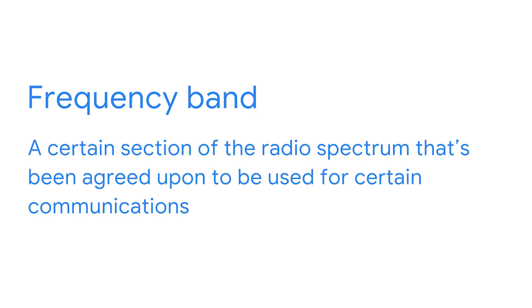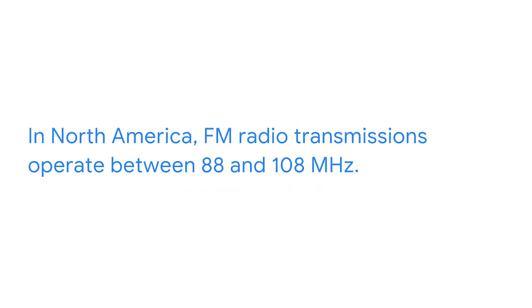Wireless networking devices communicate with each other through radio waves. Different 802.11 standards generally use the same basic protocol, but might operate at different frequency bands. A frequency band is a certain section of the radio spectrum that's been agreed upon to be used for certain communications. In North America, FM radio transmissions operate between 88 and 108 megahertz. This specific frequency band is called the FM broadcast band. Wi-Fi networks operate on a few different frequency bands, most commonly the 2.4 gigahertz and 5 gigahertz bands.